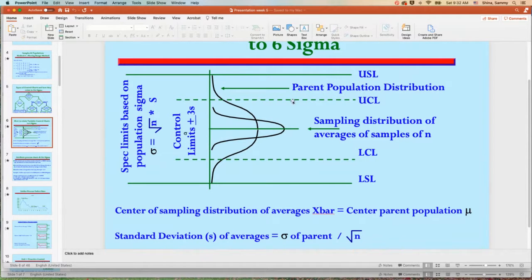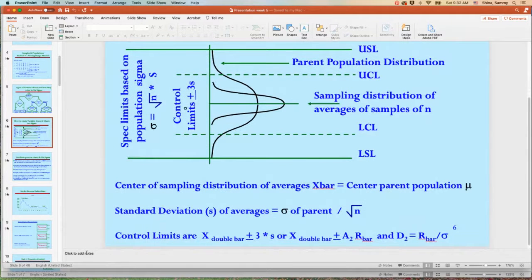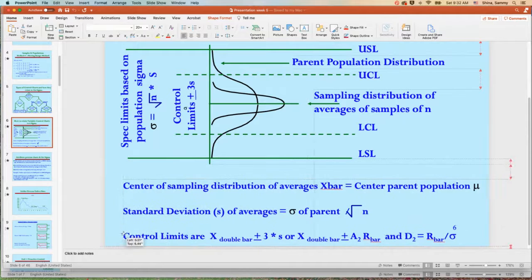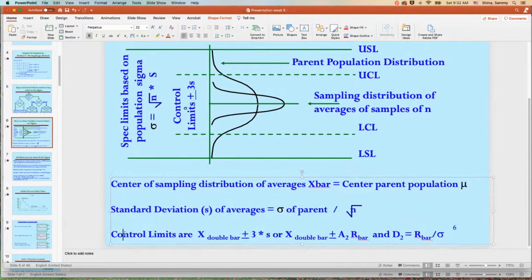So you have the control charts, and you have upper control limit and lower control limits. And there are formulas for them. Control chart limits are X double bar, which is the center line, the average of sample averages, X double bar, plus or minus 3S, S being the standard deviation of the sample.